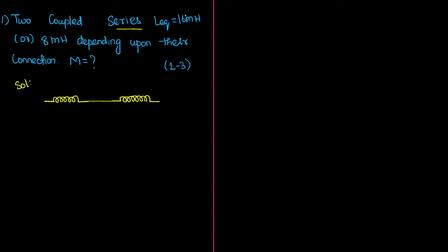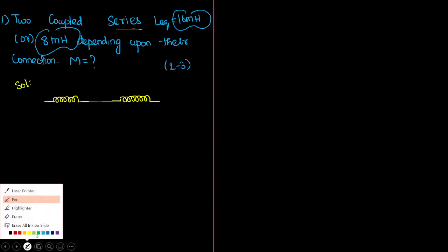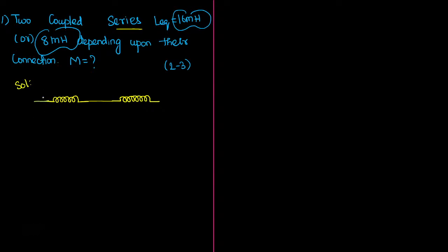For that only they have given one more clue. One is 16 millihenry, another one is 8 millihenry. The moment we inject the current through this coil, if I pass some current, that current will be going like this.